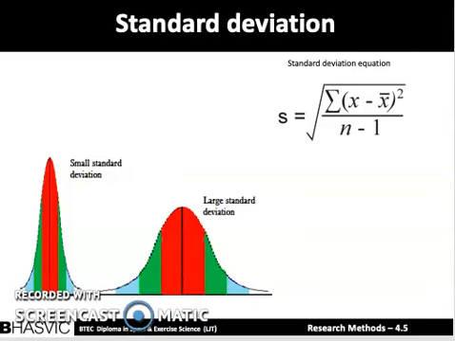This is different to the range, as the range considers all the data and provides us with the lowest to highest value. Standard deviation focuses primarily on the majority of the data, which is located around the average.